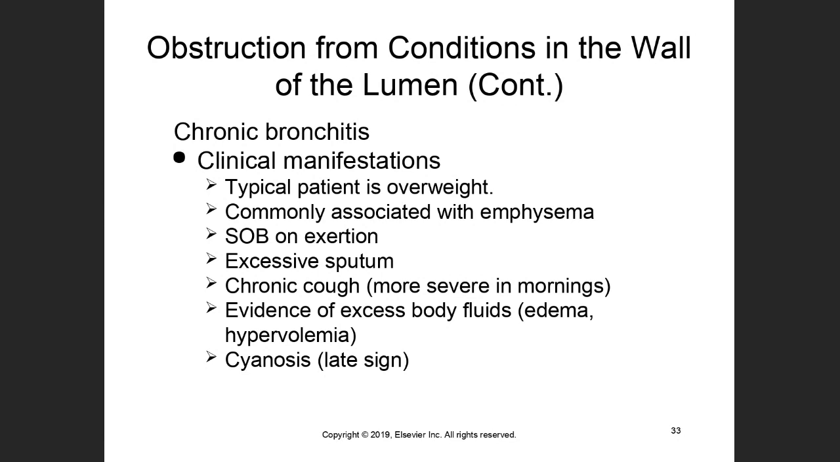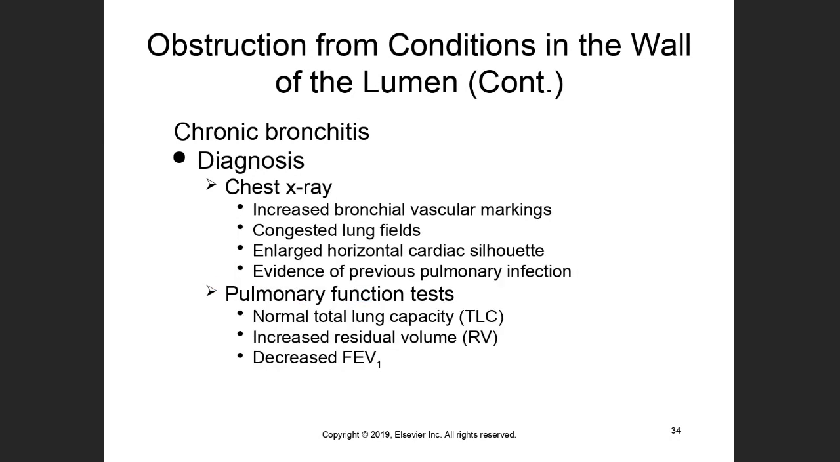Typically, the patient is overweight, commonly associated with emphysema. Emphysema is another type of COPD. Shortness of breath, excessive sputum, chronic cough. That's the main characteristic. Cyanosis. The patient could develop cyanosis.